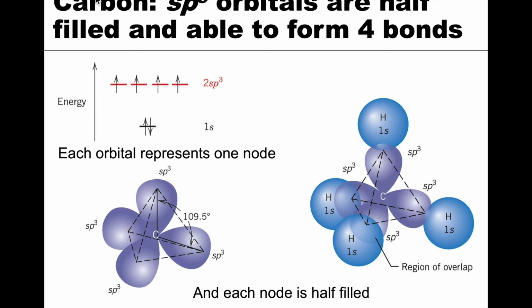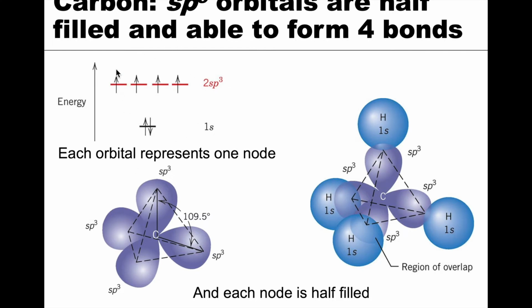Carbon can actually form into sp3. This is where we take one s and three p orbitals and hybridize them together, and we have what is shown here. If you count out the number of electrons, carbon would have 4 electrons there, so one in each of these orbitals. You can see that they're half filled.